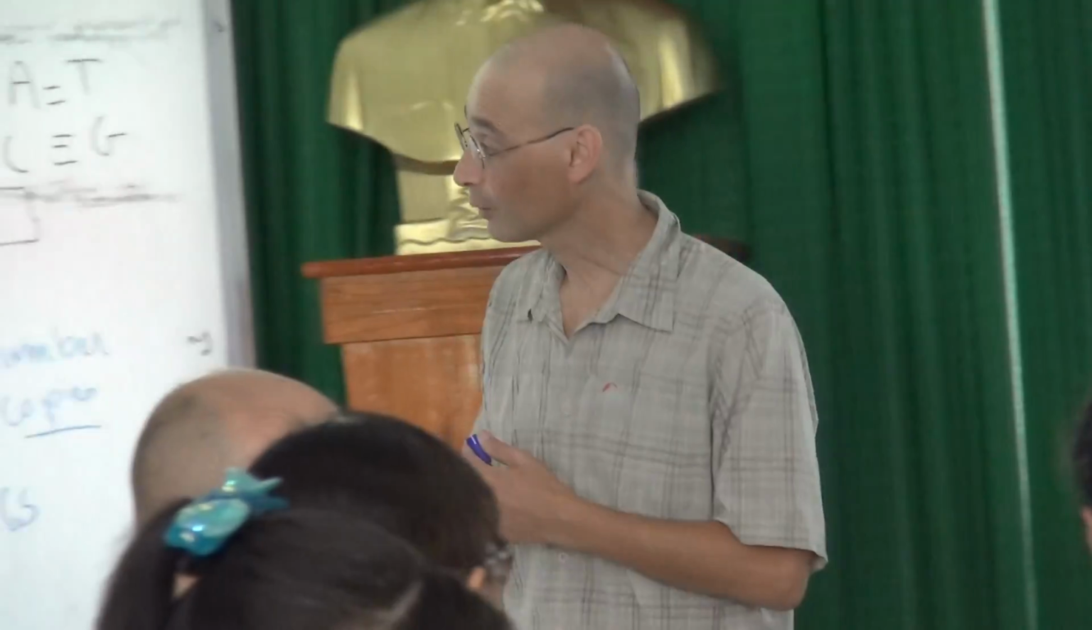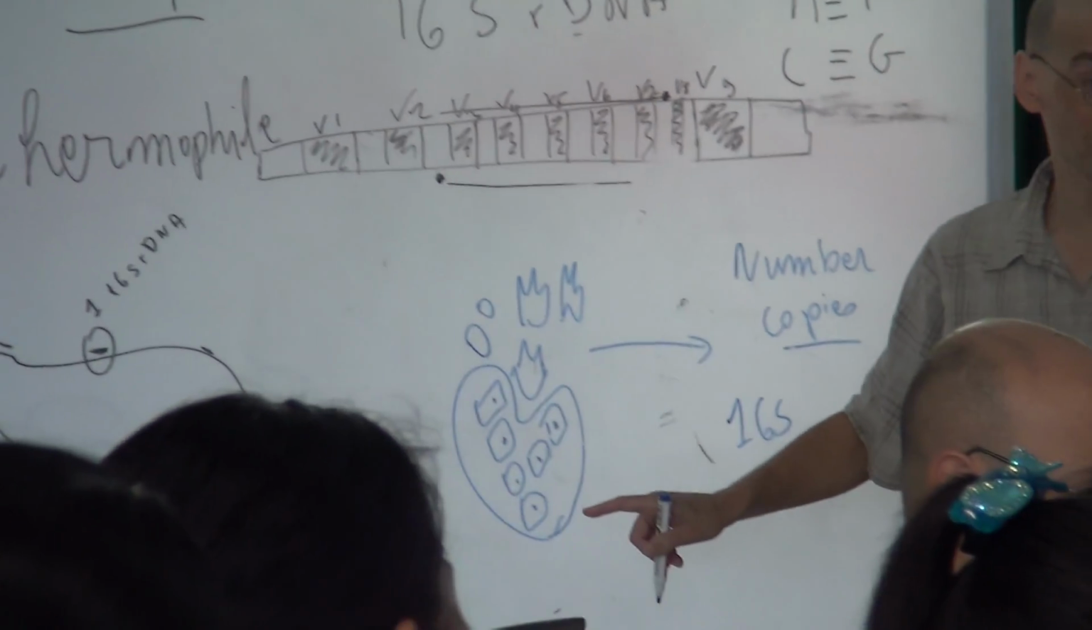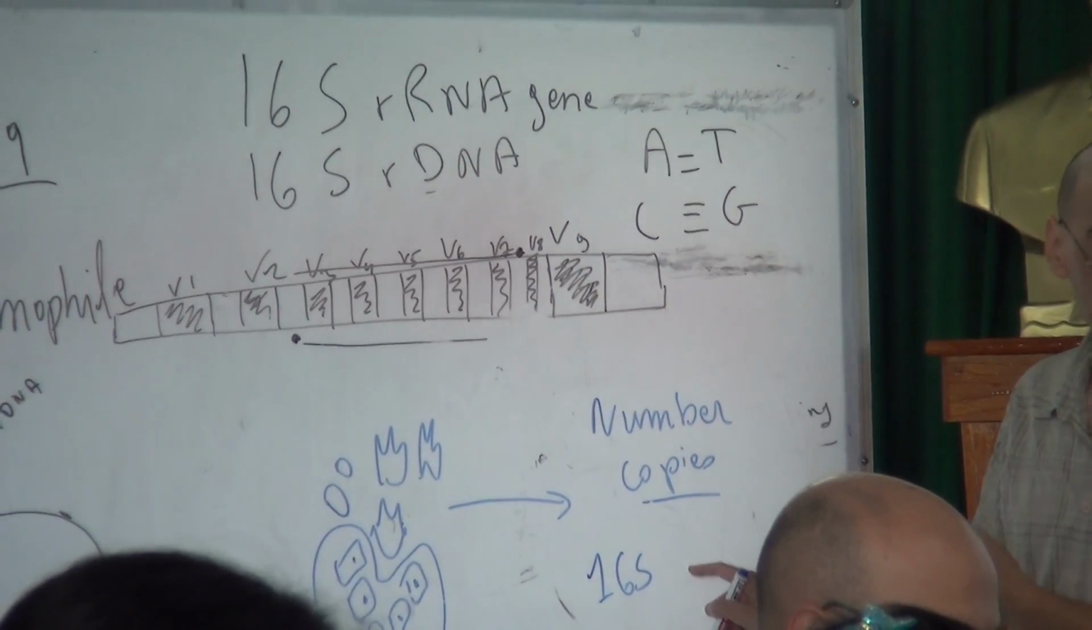But if, let's say you have 7 copies in this population, you have to know that. If you have 7 copies, then the number of copies has to be divided by 7 to have the number of cells.